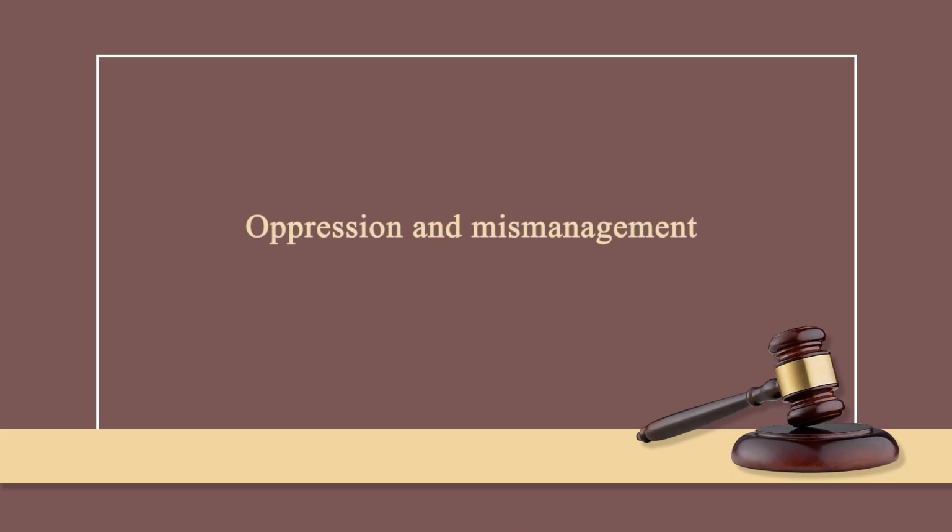Talking about oppression and mismanagement. In addition to the protection afforded to the minority by the exceptions to the rule of supremacy of majority, the Companies Act 2013 contains special provisions for prevention of oppression and mismanagement. Chapter 16 of the Companies Act 2013 contains provisions to safeguard the interest of investors in companies and also to protect public interest.